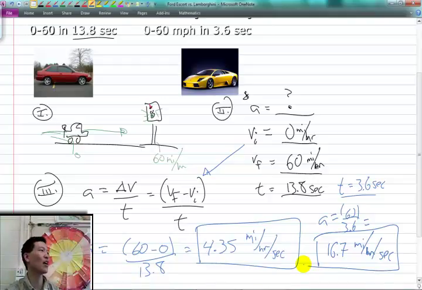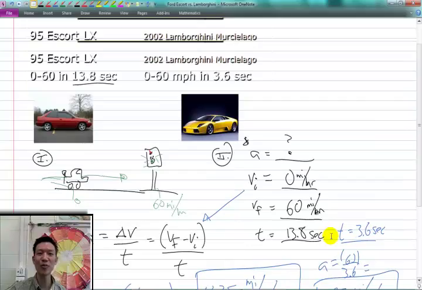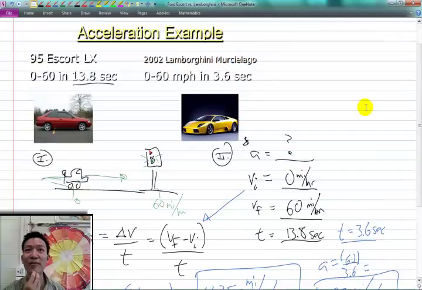Looks like the Lamborghini has about 4 times the rate of acceleration. Isn't that crazy? So if we round off 16.7, let's just round it off to 17 miles per hour per second. What that means is after 1 second, the Lamborghini can go what? Like 17 miles per hour, right? After 2 seconds, it's going what? Like 34 miles per hour, right? After 3 seconds, it's whatever, 34 plus another 17, 51 miles an hour. And then finally, after 3.6 seconds, it's going 60 miles an hour.